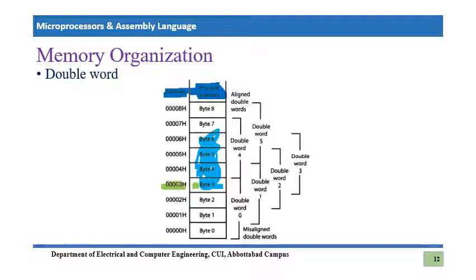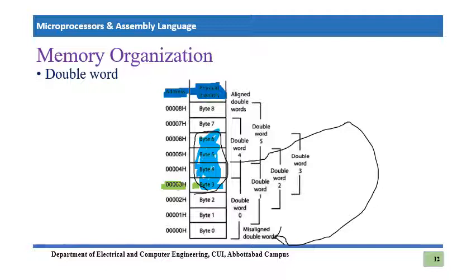And what is that address? Is it odd or even? It's definitely odd, 003 hex. So it is going to be a misaligned double word. This complete word is going to be in the class of misaligned double words. Yes, this double word is misaligned because the least significant byte is byte number 3 and it is stored at 003 hex.